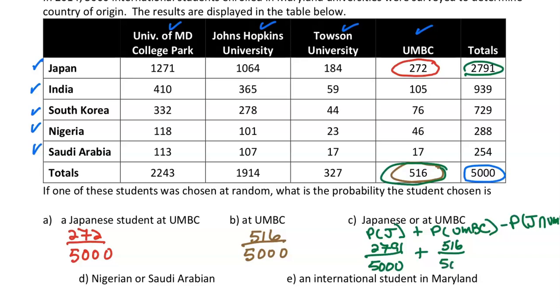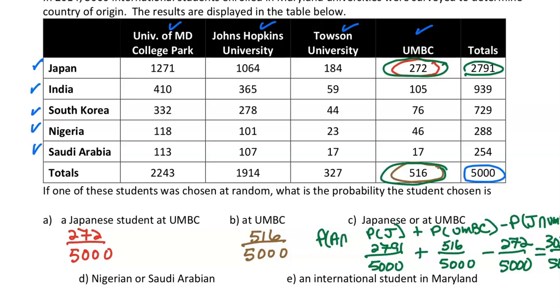over 5,000. And now you have an overlap. There are some students who are Japanese and they're at UMBC. So you have counted them twice. That's the intersection. So you're going to subtract away that intersection. And you get 3035 over 5,000. Okay, think about that. Okay, because that was not mutually exclusive. Okay, so we were trying to figure out probability of A or B.